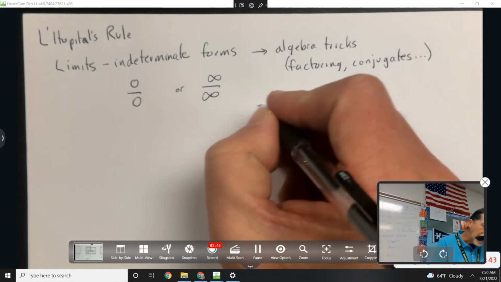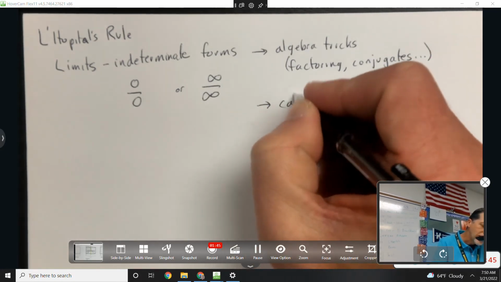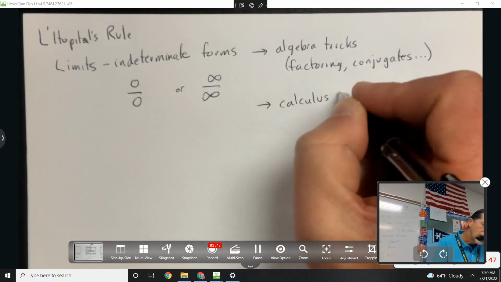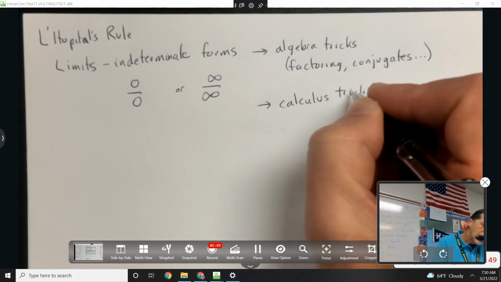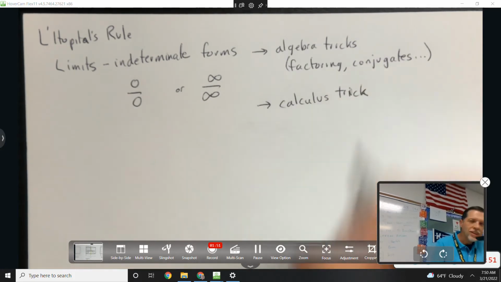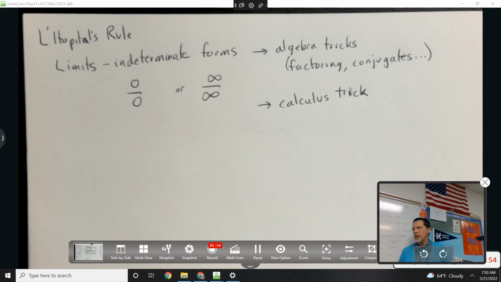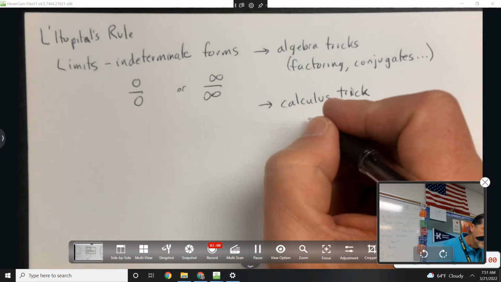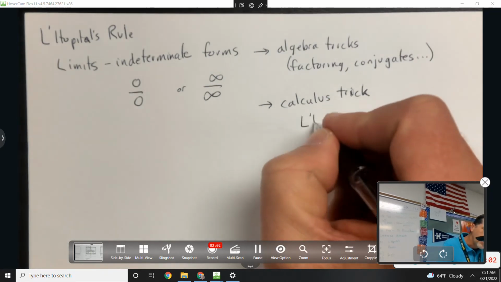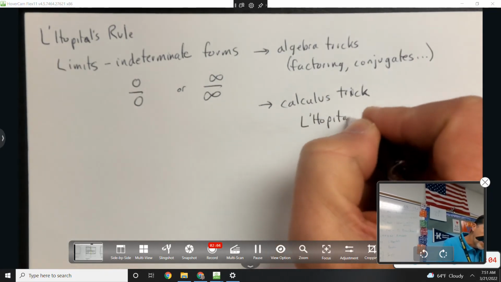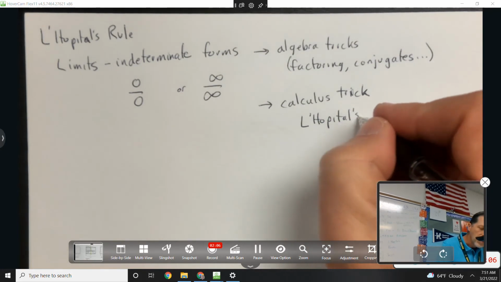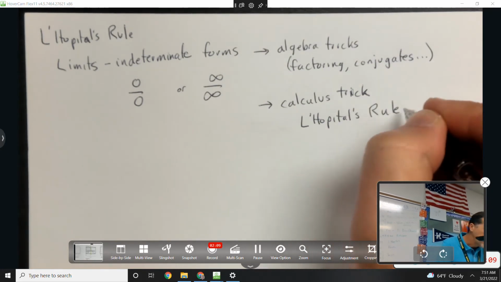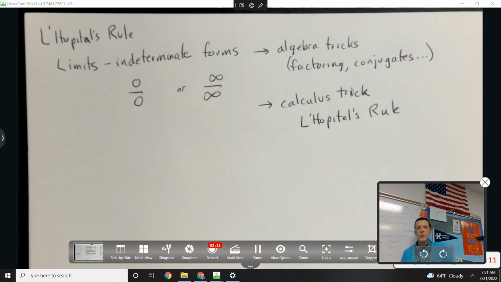But today we're going to learn a calculus trick. And the good news is it's easier than the algebra trick. I know that might seem weird, since algebra is supposed to be easier than calculus. But this calculus trick is really easy to use, and the guy that figured it out is L'Hopital. And so he gets to name the rule after himself because he discovered it.